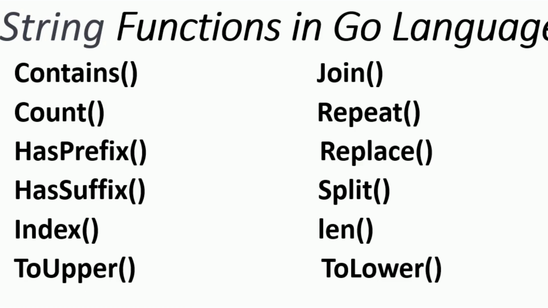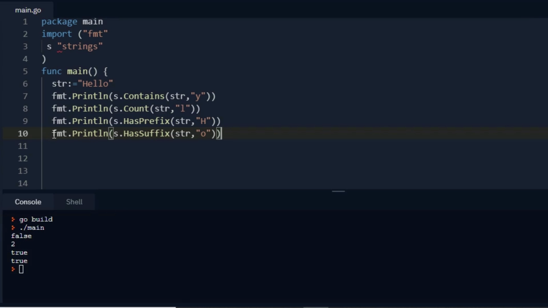Yeah. So now we have the Index function and the ToUpper function. So what is indexing? If you know this hello, this is a string, and it has some indexes. It starts from 0, 1, 2, 3, 4, right? So I want to know the index of the E character. So how do we achieve it? I write s.Index, and I pass here the string variable, and then I pass here e. I want to know the index of the e alphabet.